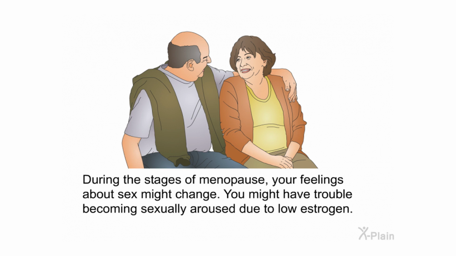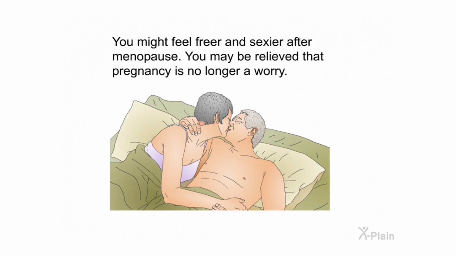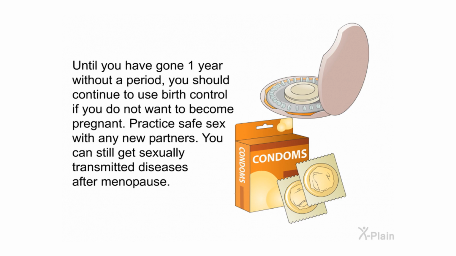During the stages of menopause, your feelings about sex might change. You might have trouble becoming sexually aroused due to low estrogen. You might feel freer and sexier after menopause. You may be relieved that pregnancy is no longer a worry. Until you have gone 1 year without a period, you should continue to use birth control if you do not want to become pregnant. Practice safe sex with any new partners. You can still get sexually transmitted diseases after menopause.